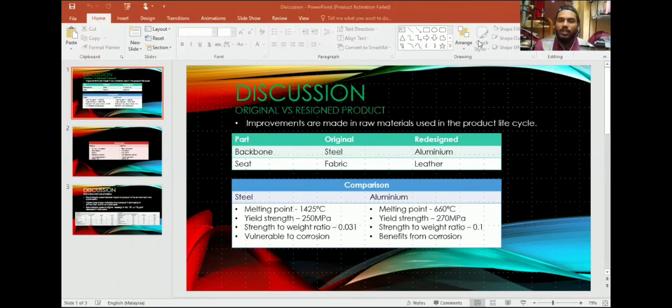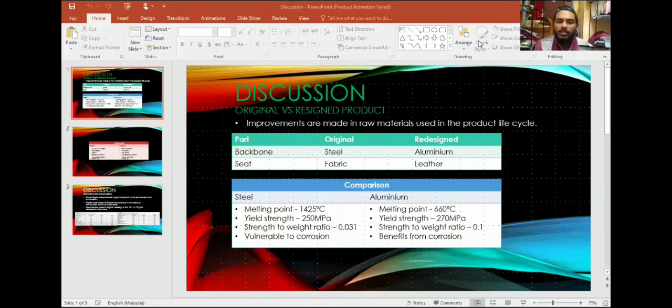So we'll be making it sustainable. We are reducing the energy used for the process. And next, we look at the yield strength of steel. The yield strength of steel is about 250 megapascal, whereas the yield strength of aluminum is 270 megapascal. But what makes it more significant is that the strength to weight ratio of steel is 0.031.